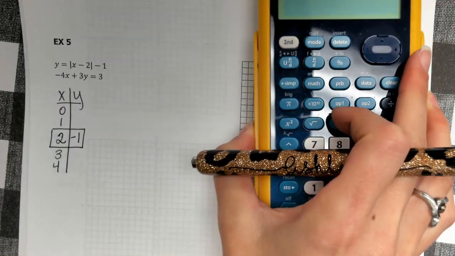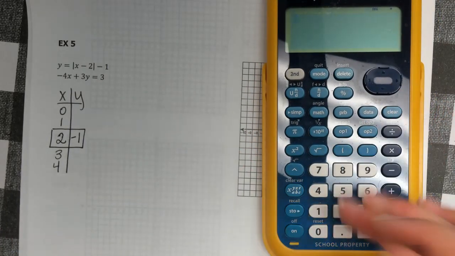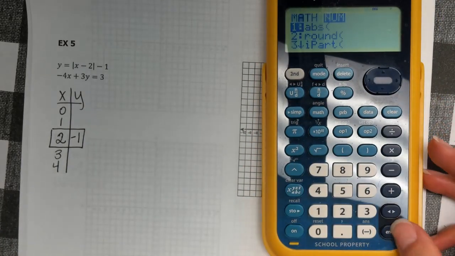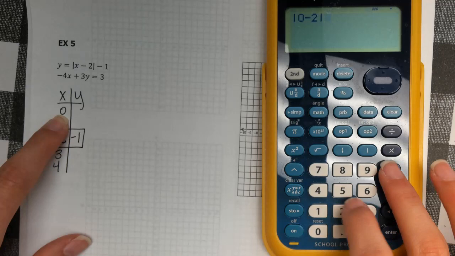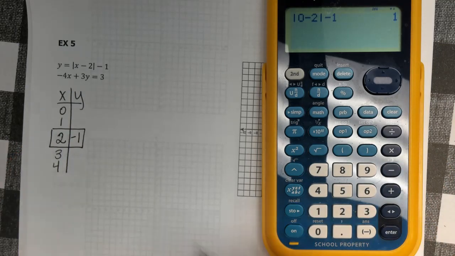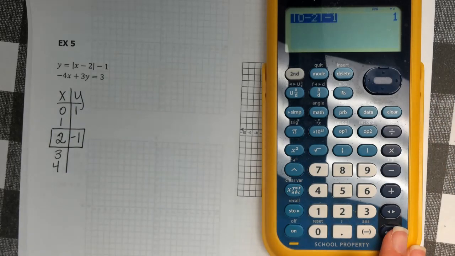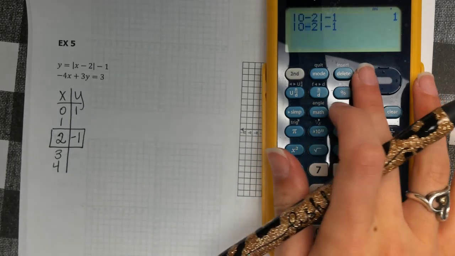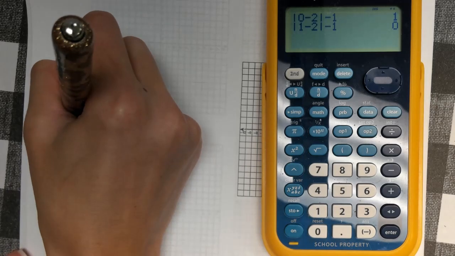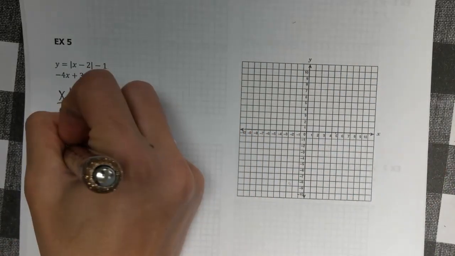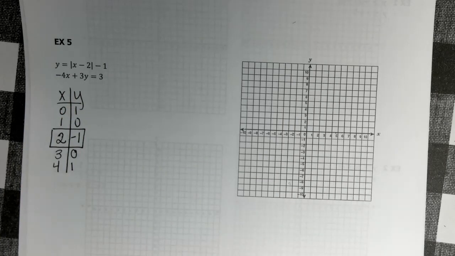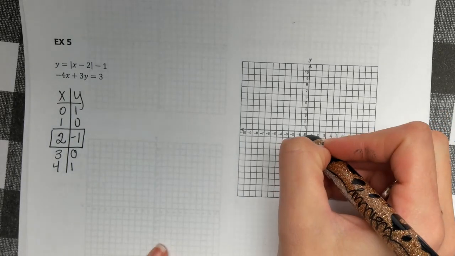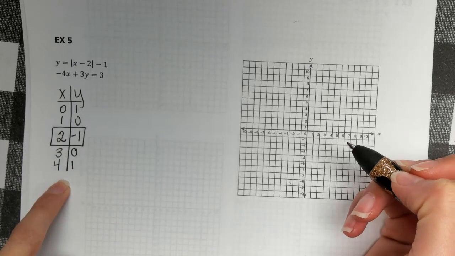Okay, and we can just use our calculator, or you can do it in your head. But calculator-wise, remember, math to the right gets you your absolute value bars. And so you're going to plug in 0 minus 2, and then minus 1 outside the bars, and you get a 1. Go back and grab it, and you get 1 minus 2 minus 1, which is 0. So the next 3 should be 0, and 4 should be 1. Do y'all understand how I got those? Okay.